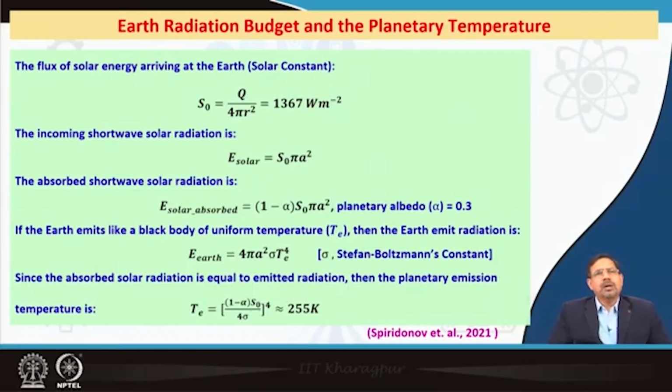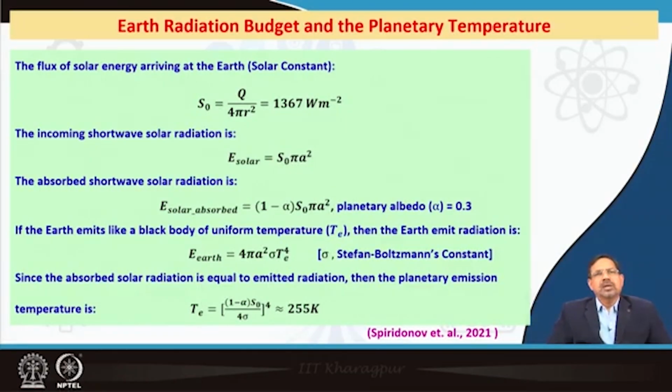Next, move on to the incoming shortwave solar radiation, expressed by E solar equals S0 pi A square. What is A? It is the radius of the Earth, and pi A square is the surface facing the Sun. So, you take pi A square, that means the whole surface that is exposed to solar radiation at any point of the day is taken care of through this equation.